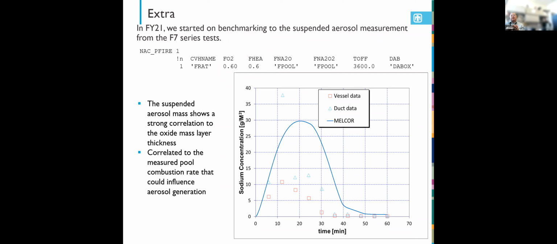As the oxide layer builds up, it limits the amount of sodium byproduct going to the atmosphere. That's why it drops significantly. We are getting closer, but not there yet. But we are working on that and seeing if we can improve the results to explain what happened here.